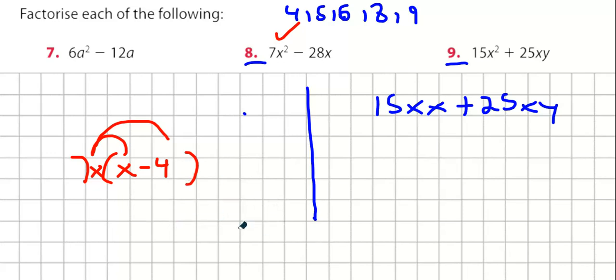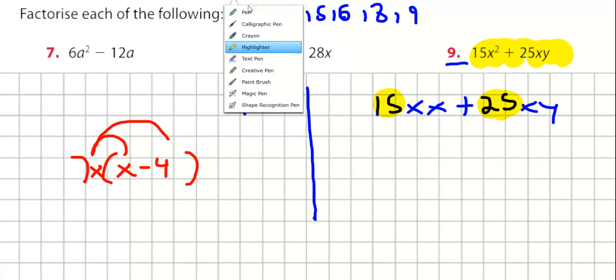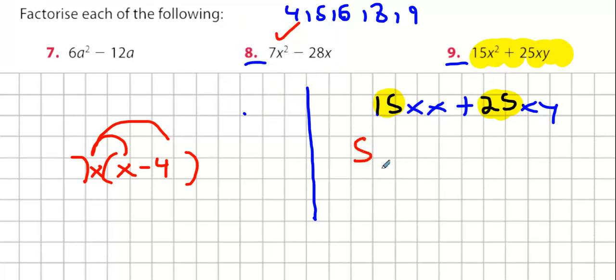Everybody cool with that? Now, once again, we did the same test we did last time. Does the small number divide into the big number for question 9? No. What's the biggest number that will divide into both of them? Let's try 5. Any letters in common? They have an x in common, don't they? So what's left over then? What's 15 divided by 5? And there's one letter left over, wasn't there? x. And then the next one?